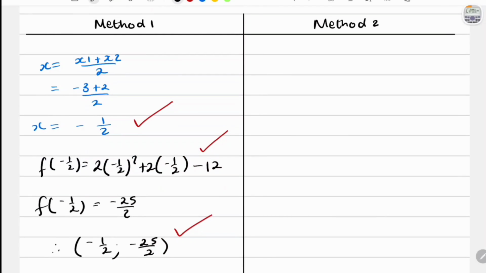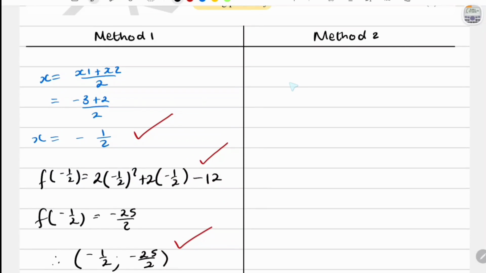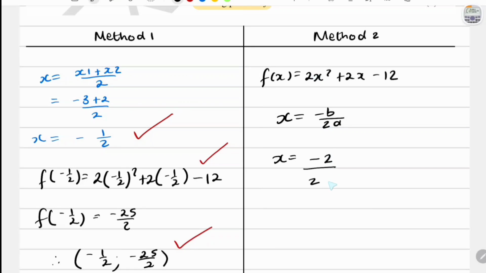Then if you wanted to use the other method where we use the equation of the graph, we could have done this. You could have taken your equation, f of x is equal to 2x squared plus 2x minus 12, and using this equation, you could find the x value of the turning point by using the formula for the axis of symmetry of your parabola, which is x is equal to negative b over 2a. So x is equal to negative, what is our b value? It's 2. So negative 2 over 2, and our a value is 2, multiplied by 2. As you can see, that's 4 on there, and that's 2.